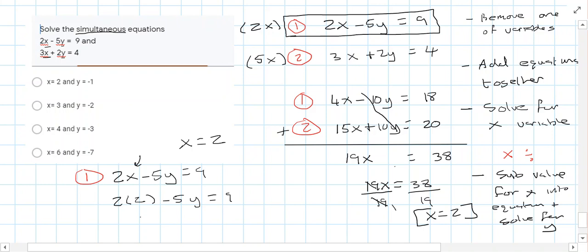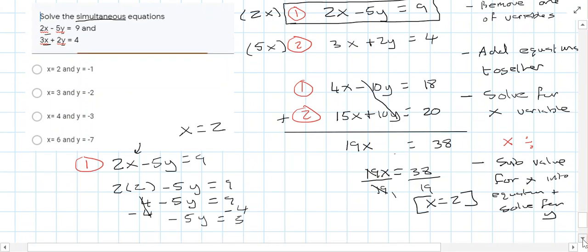We multiply this out, so that's equal to 4 minus 5y is equal to 9. Now we want to get the minus 5y on its own. We have plus 4 here, so to get rid of it we have to minus 4 from this side, and we have to minus 4 from the other side as well. These will cancel out, and we're left with minus 5y is equal to 9 minus 4, which is 5.